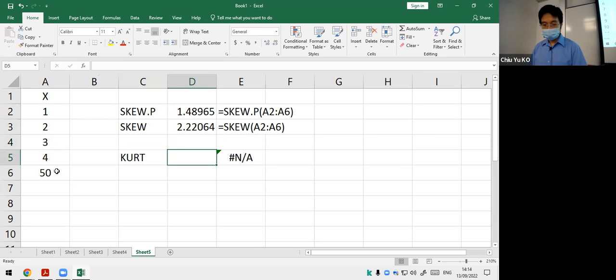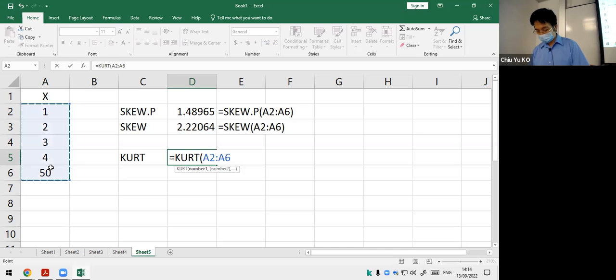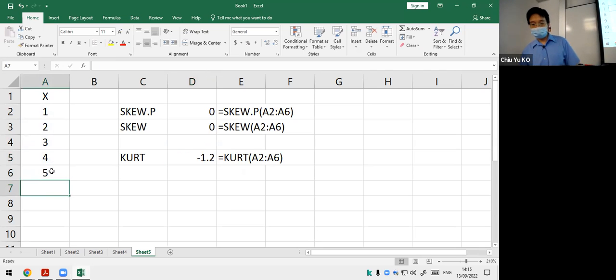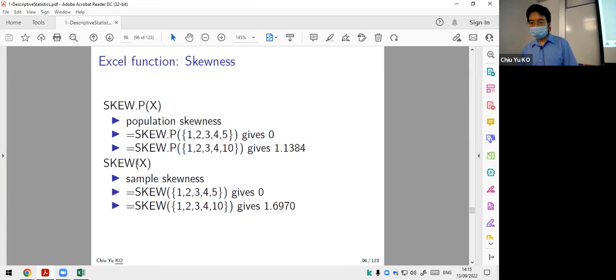And then for kurtosis, it's just KURT. Remember, this is the sample excess kurtosis. When you have 4 here, it's very large, right? The benchmark is 0. If I change this 50 to 5, I should expect a negative value, because it's more condensed in the middle rather than bell-shaped, as I explained in class, because everything is within 2 SD. So that's the kurtosis.